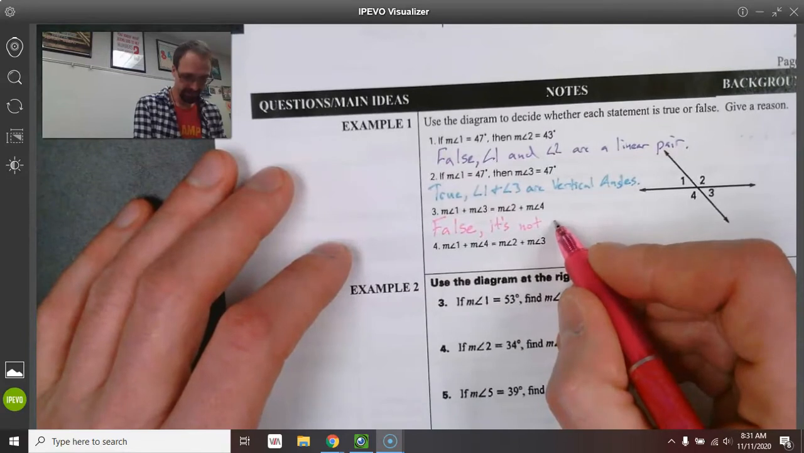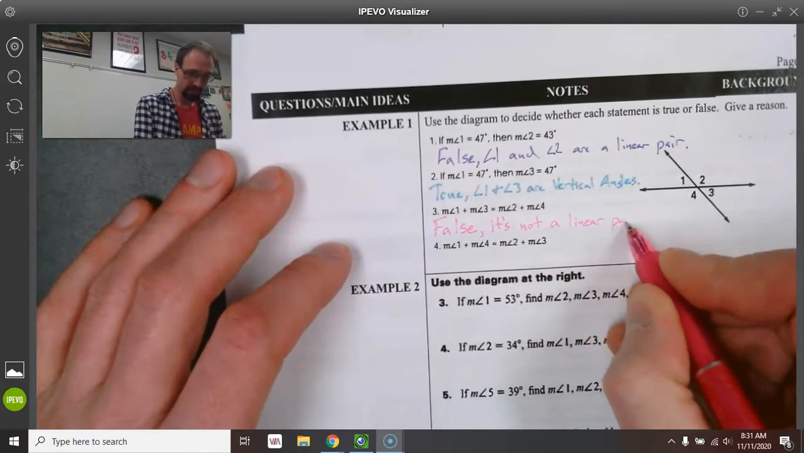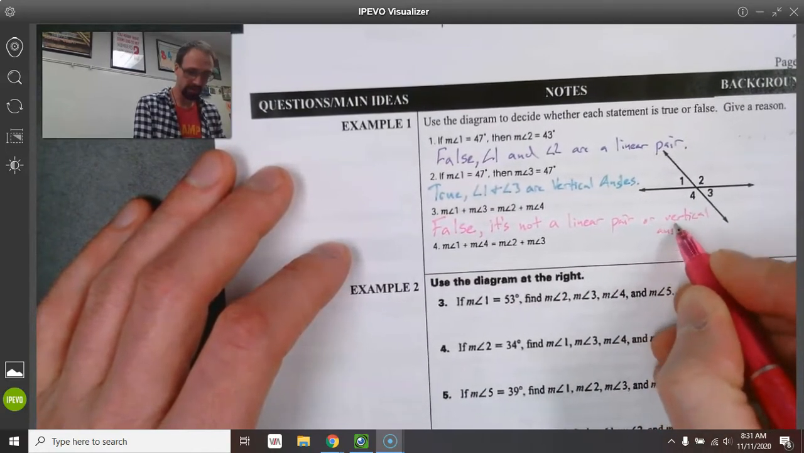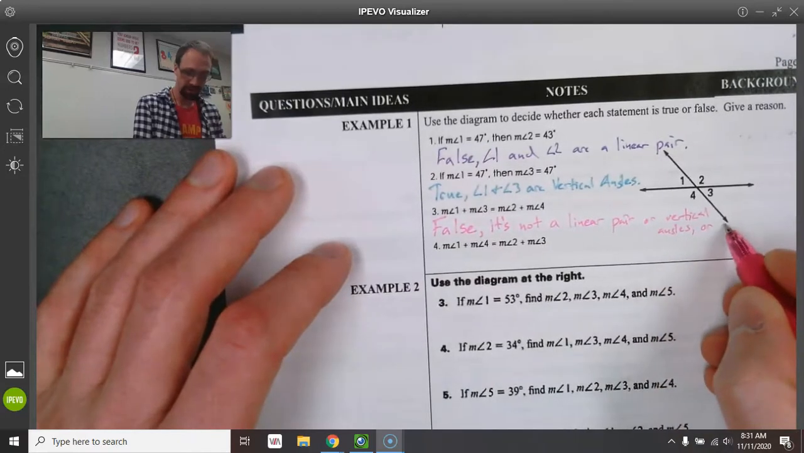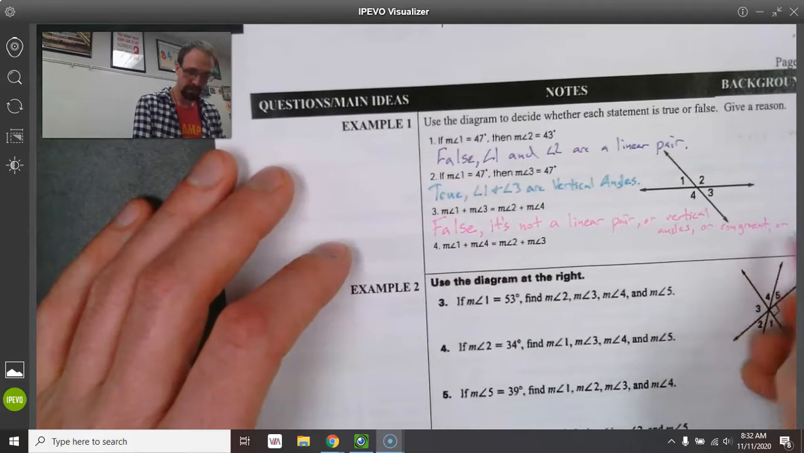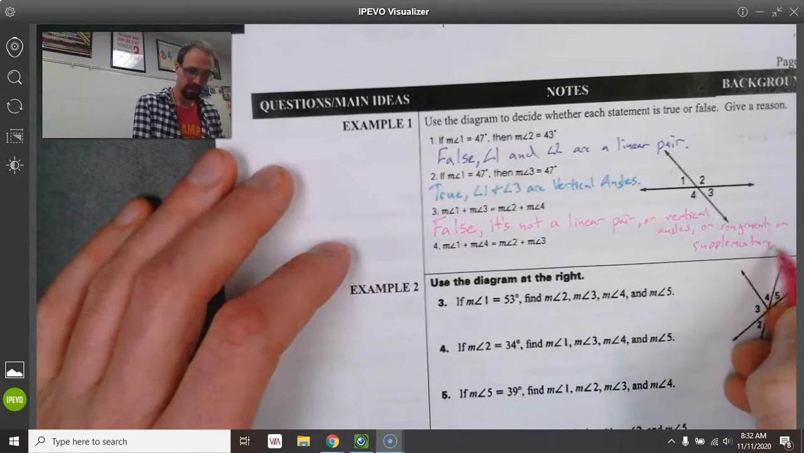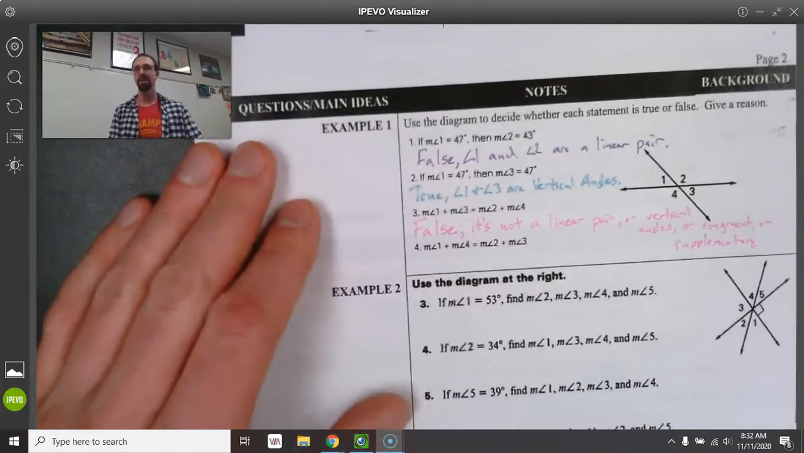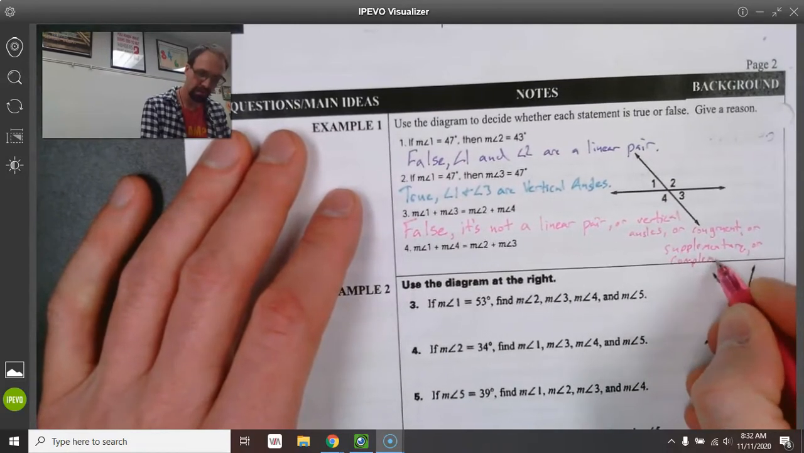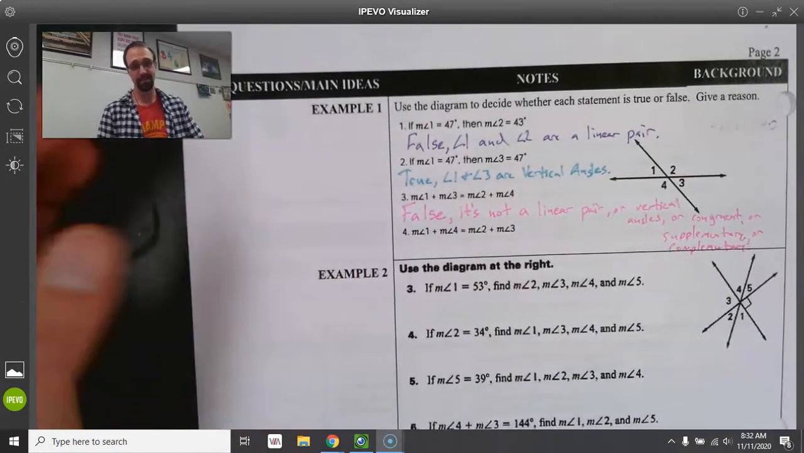So it's not a linear pair, or vertical angles, or congruent, or supplementary, or complementary. So there's a lot of reasons why it's not true.